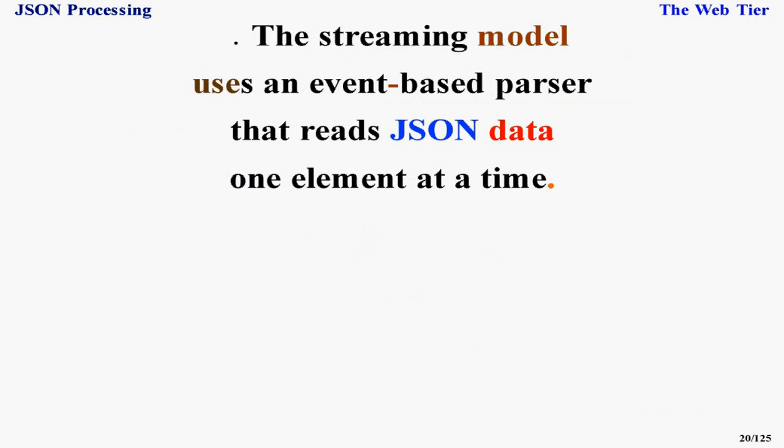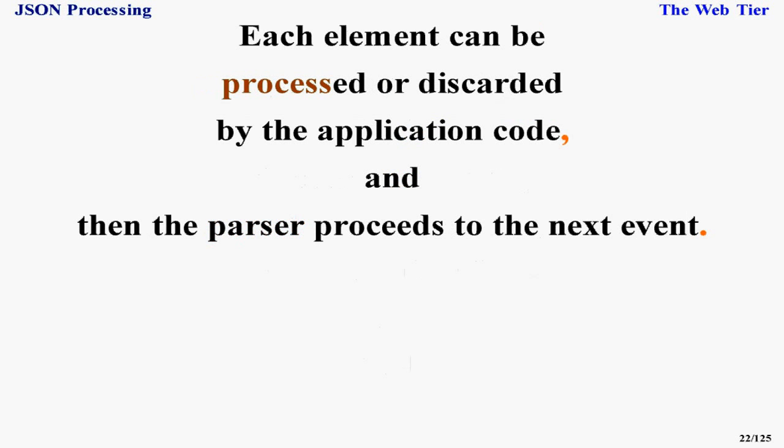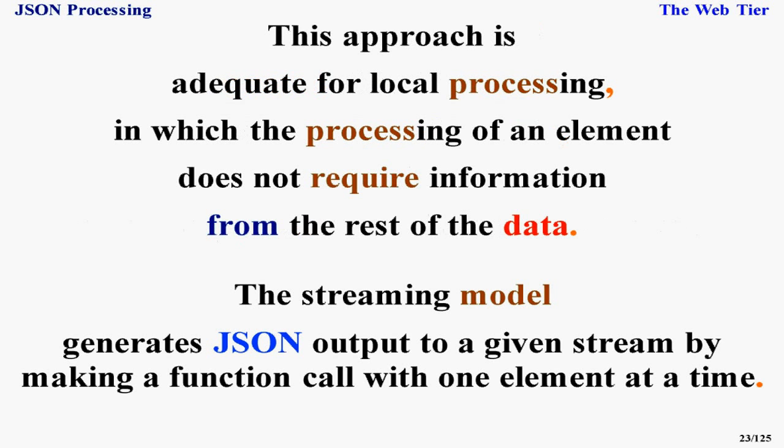The streaming model uses an event-based parser that reads JSON data one element at a time. The parser generates events and stops for processing when an object or an array begins or ends, when it finds a key, or when it finds a value. Each element can be processed or discarded by the application code, and then the parser proceeds to the next event. This approach is adequate for local processing, in which the processing of an element does not require information from the rest of the data. The streaming model generates JSON output to a given stream by making a function call with one element at a time.